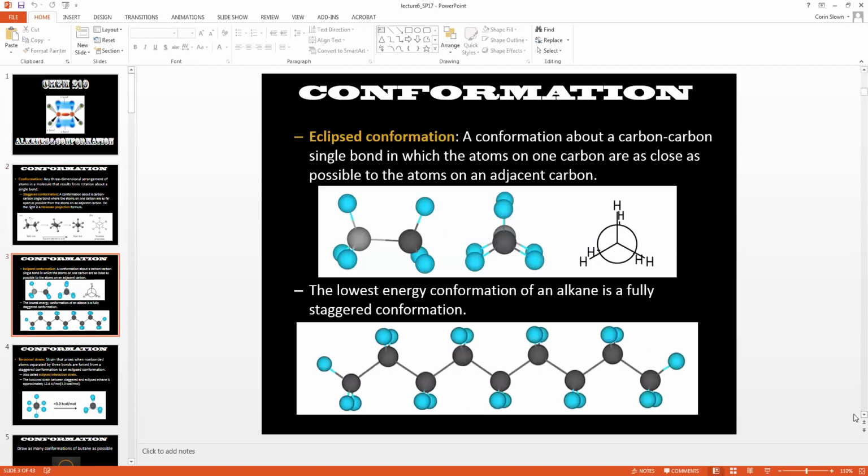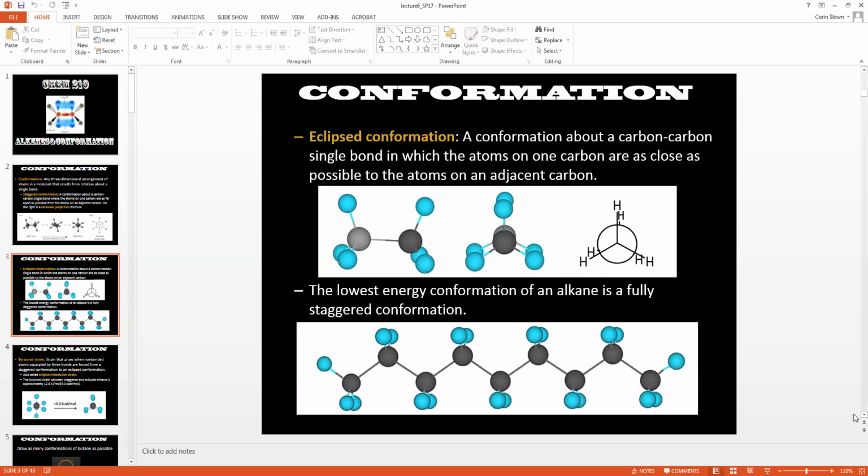If we take a look at the eclipsed conformation, that's a conformation about the carbon-carbon single bond in which all atoms on one carbon are as close as possible to the atoms on the adjacent carbon. So literally everything's on top of or as close together as possible.